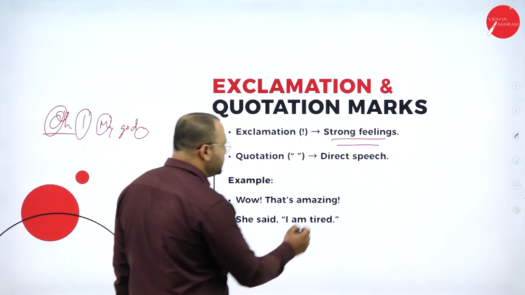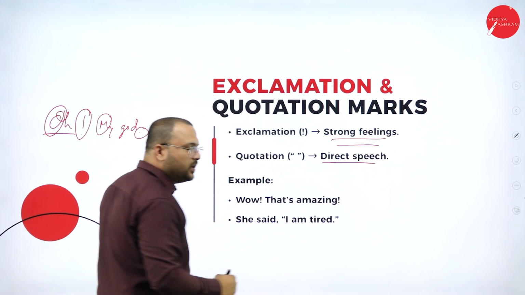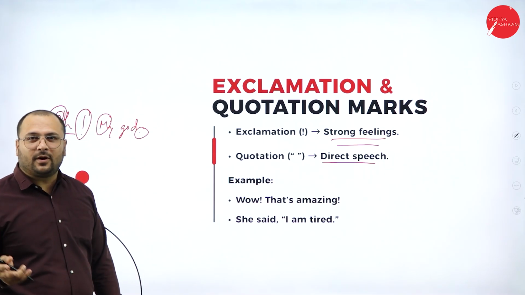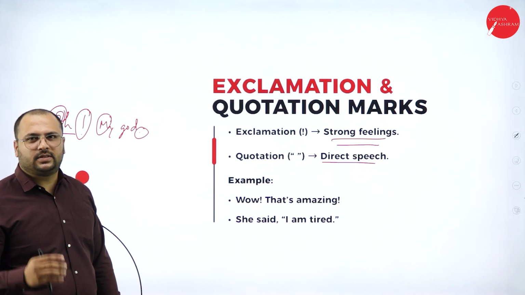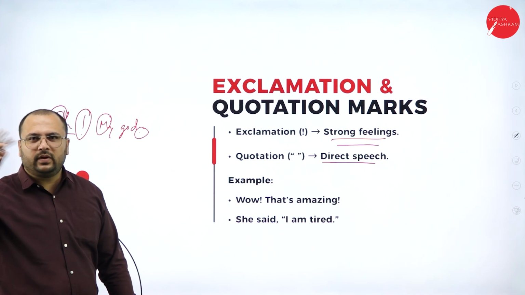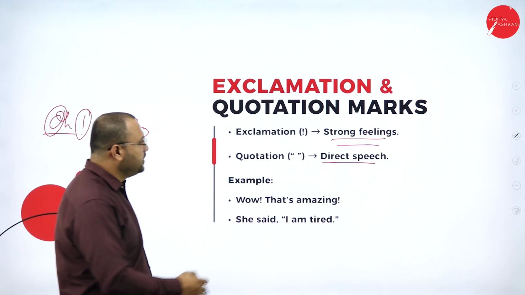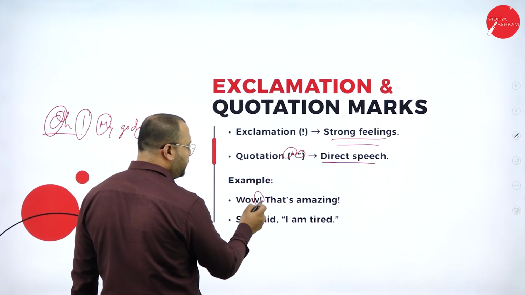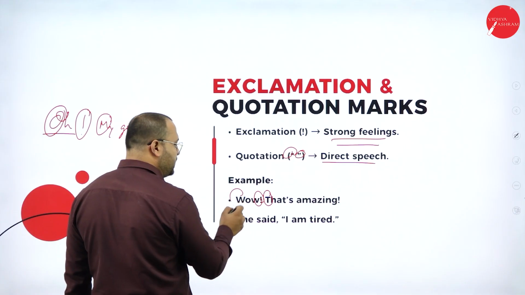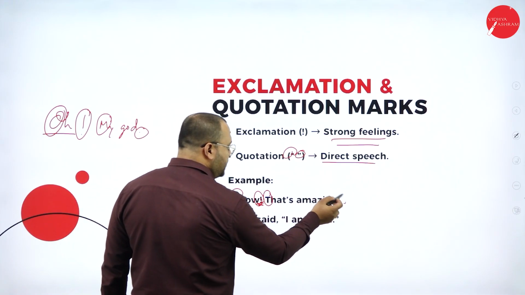Then quotation means direct speech. We are familiar with double inverted commas. That is called quotation mark. That means a direct speech is written between these two punctuation marks. That is quotation mark. Example, wow. See, capitalization, wow, amazing.